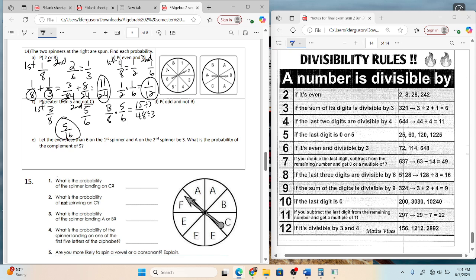Now, just for giggles, if I would have cross-canceled, I would have divided by 3 and got 1 up here, divided by 3 and got 2 down there. 1 times 5 is 5. 8 times 2 is 16. Bada boom.